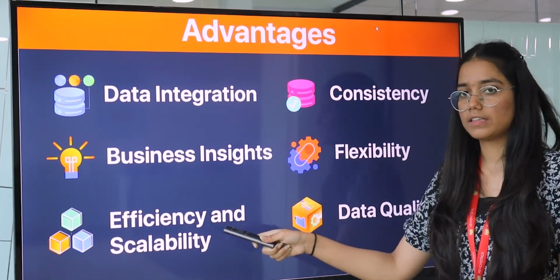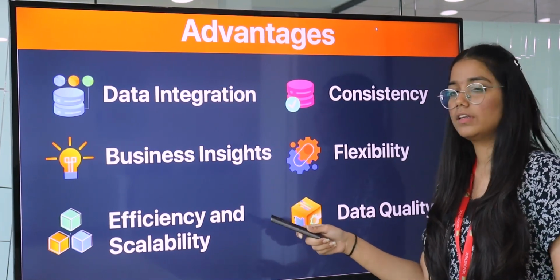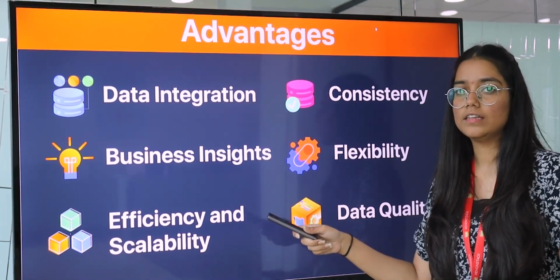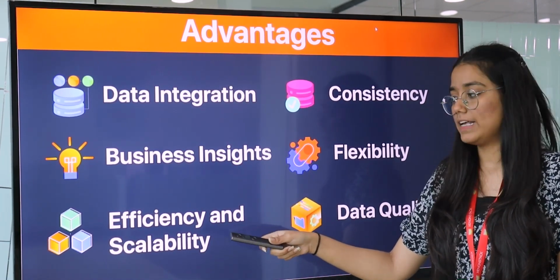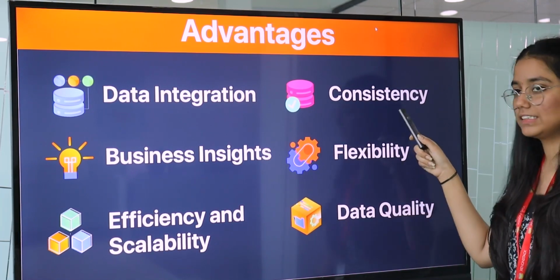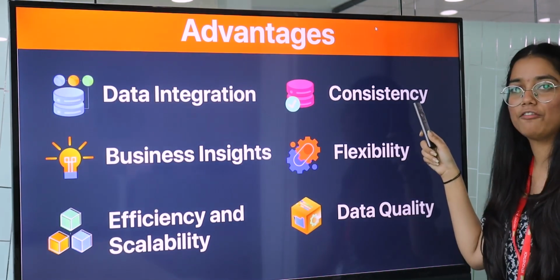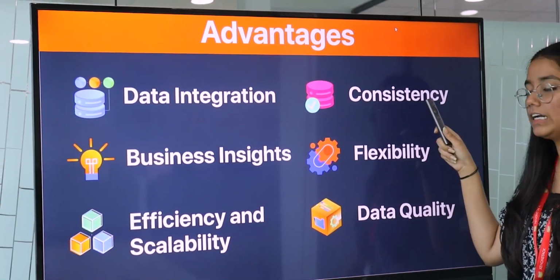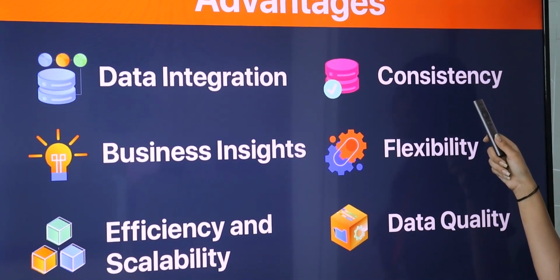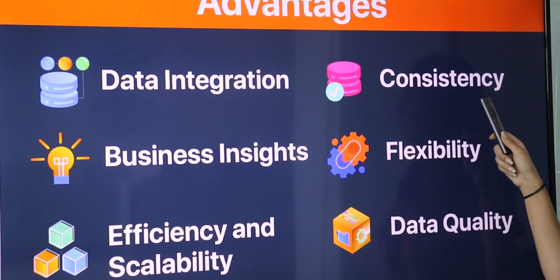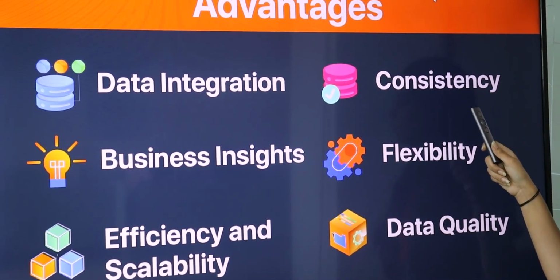Third comes efficiency and scalability. The ETL process helps companies scale their data. Whenever there is a need for more data, we can easily scale our data as per need using an ETL tool. Next comes consistency. Consistency means that the data we have taken from the raw source, after transformation, has some consistency in it, so we can get insights easily. ETL tools help there also.